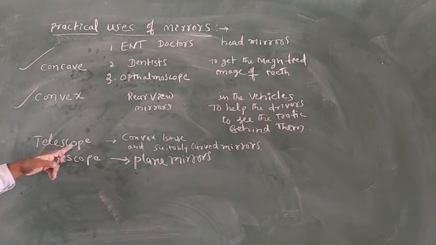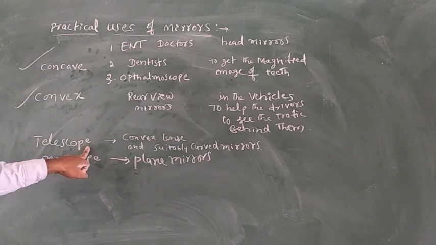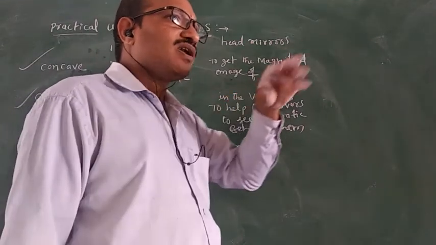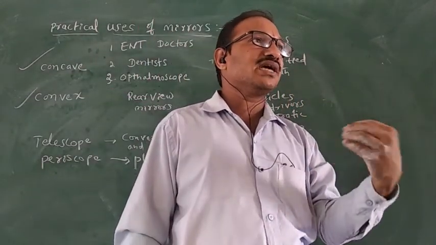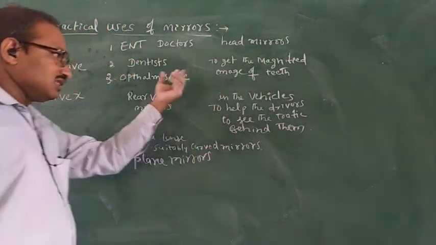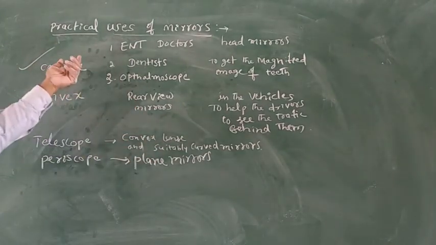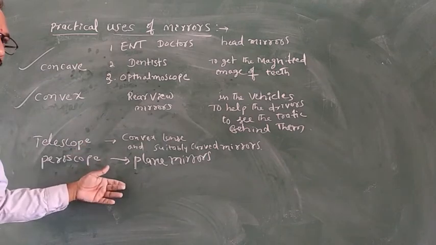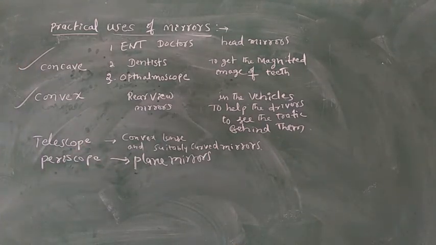And I already told you about the kaleidoscope. A kaleidoscope is like a toy. We can see a number of images, multiple images, in the kaleidoscope. These are the practical uses of mirrors in day-to-day life. Thank you.